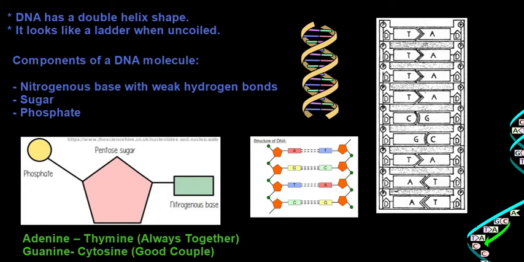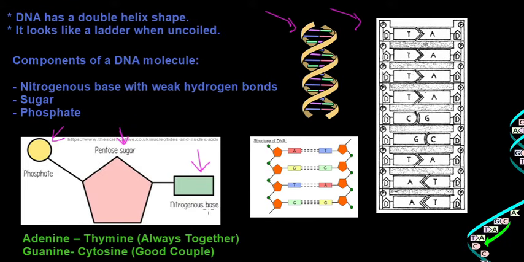Looking at the structure of DNA, it is a double helix shape. So the shape on the right hand side, it's all coiled up, and when it is uncoiled, it will look like a ladder, similar to this diagram on the right hand side. Now a DNA molecule, we've already discussed this, is made up of nucleotides, and these nucleotides are made up of a nitrogenous base, a phosphate group, and then a sugar group.